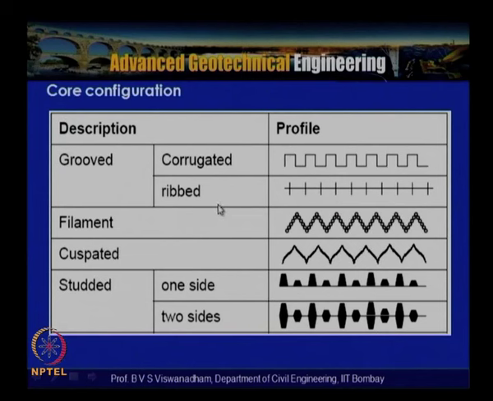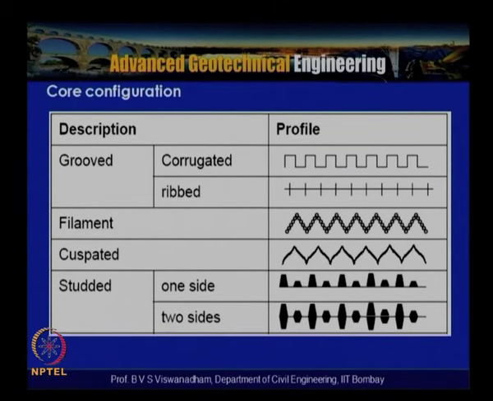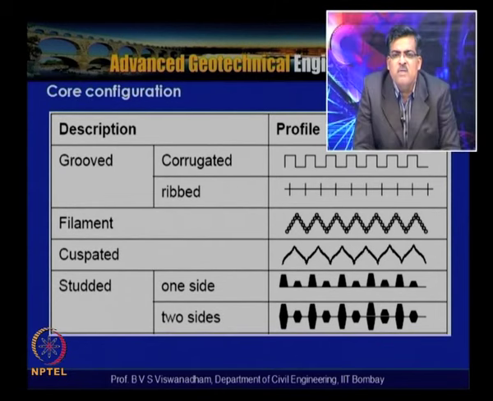Whatever may be the core configuration, under pressure it has to be ensured that the drain will not sacrifice its discharge capacity. Depending upon the permeability of the soil, the discharge capacity of the drain will be selected. So if you have a core which is prone to collapse because of the lateral stress, then it is going to affect the performance of PVDs.